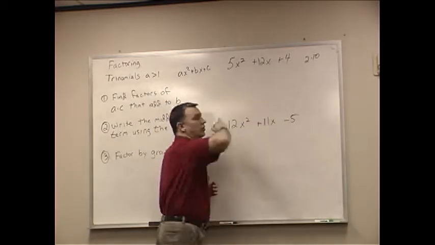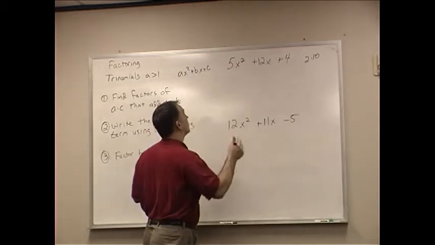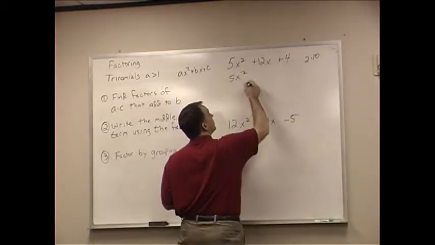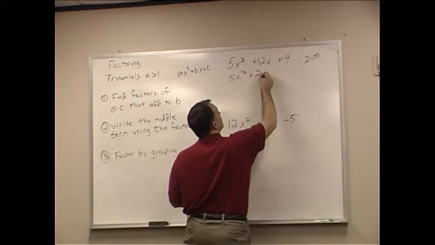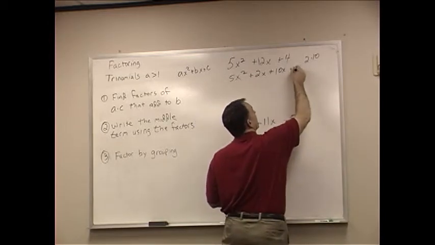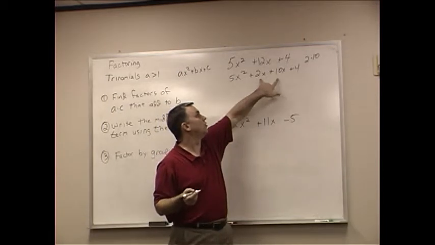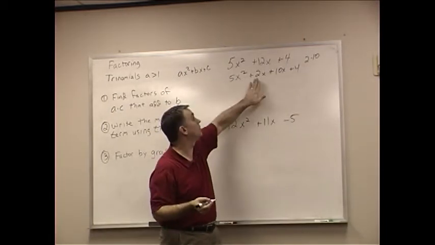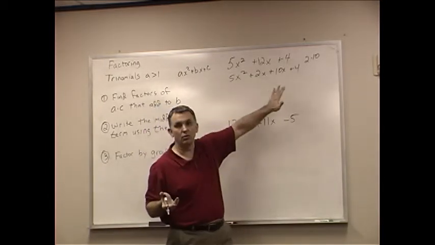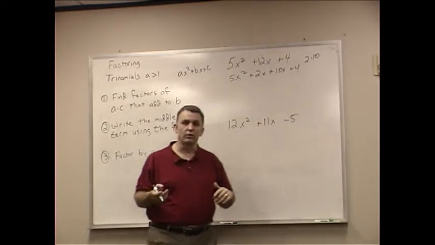All right. Now, step 2. Write the middle term using the factors. So now I'm going to rewrite the whole problem. 5x squared plus 2x plus 10x plus 4. Notice how I wrote the 2 and the 10 in there. And also notice that 2x plus 10x is 12x. So we didn't change the value at all. We just ended up rewriting the 12x so that it looks different.